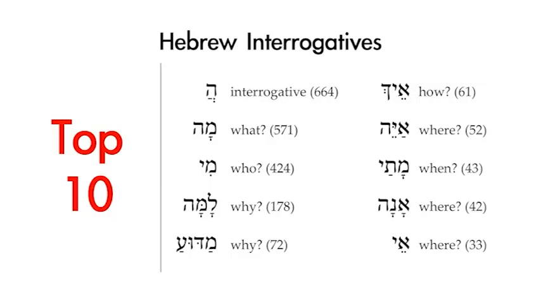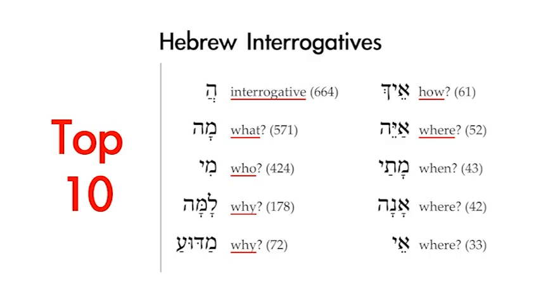Before we conclude, let's briefly consider the top 10 interrogatives in the Hebrew Bible. You'll see that at the top of the list is the interrogative particle itself, occurring 664 times. This is followed by the interrogative mah, meaning what, and mi, meaning who. We also have lamah, which is a combination of the lamed preposition and the interrogative what, meaning for what, or now here, why, and then madua, meaning why. We have eich, meaning how, and ayeh, meaning where. All of these words appear more than 50 times, and they're worth memorizing.